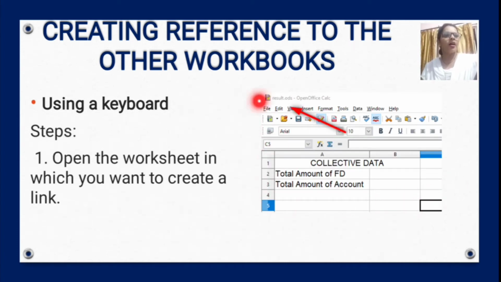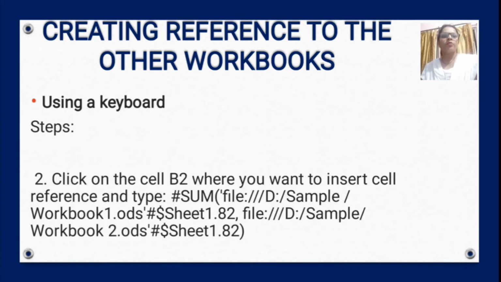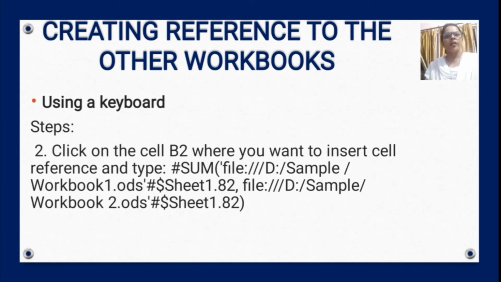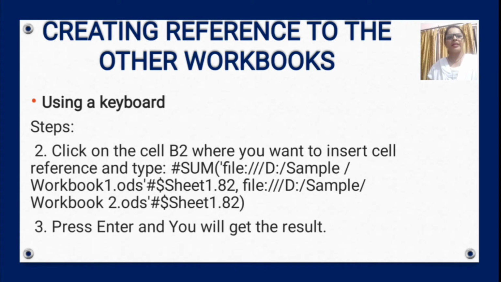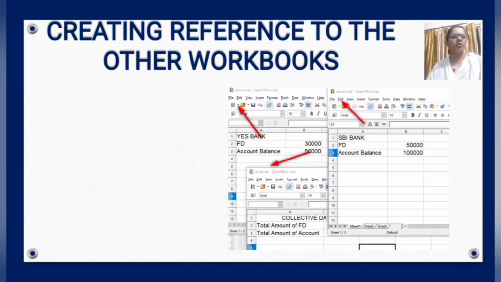The steps we follow: firstly, open the workbook where you want to link. Next, click on the cell B2 where you want to insert the reference and type the sum. This type of formula you write in workbook 3. Next press Enter and you will get the result. You can see in this image the two banks.